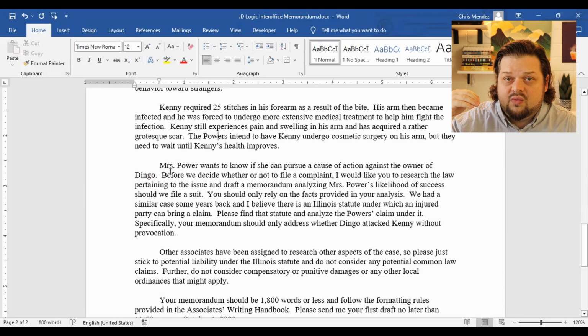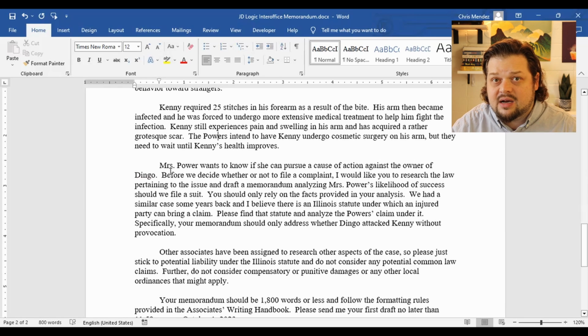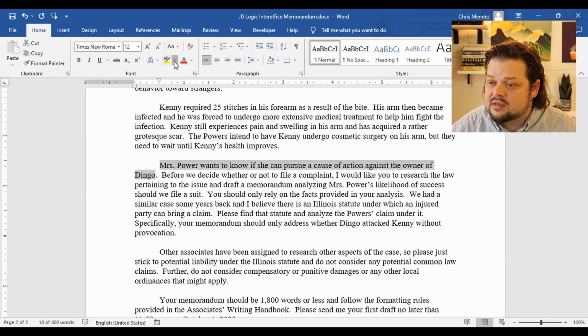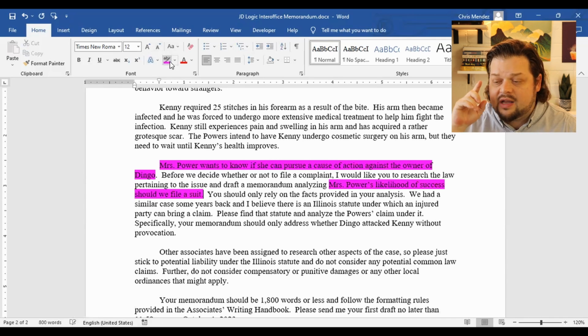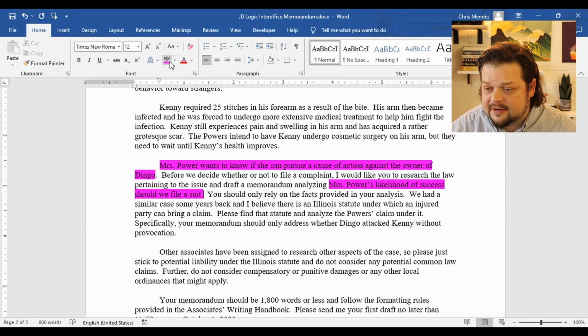Now we need to understand what the assignment is asking us to do, what we're supposed to write about. Mrs. Power wants to know if she can pursue a cause of action against Dingo's owner. Okay, so can she sue the owner of Dingo? Before we decide whether or not to file a complaint, I would like you to research the law pertaining to the issue and draft a memo analyzing Mrs. Power's likelihood of success should we file a suit. Remember, we're writing a predictive memo. What are we going to predict here?